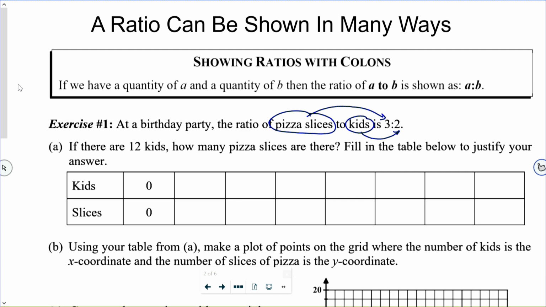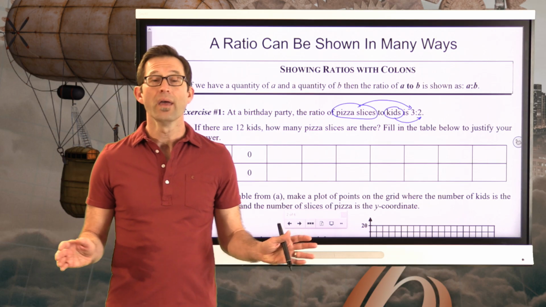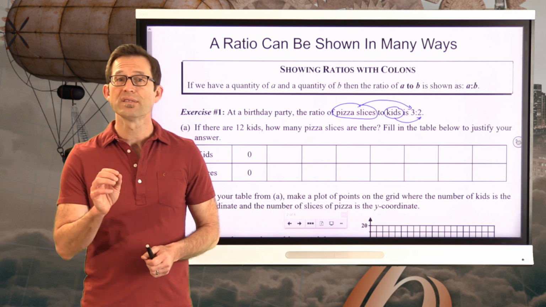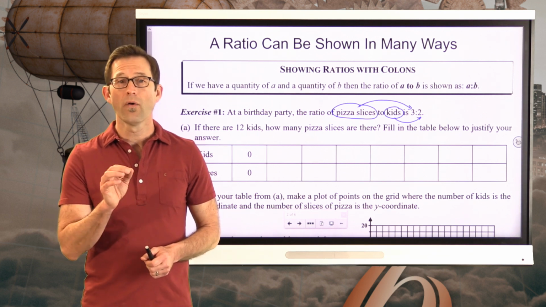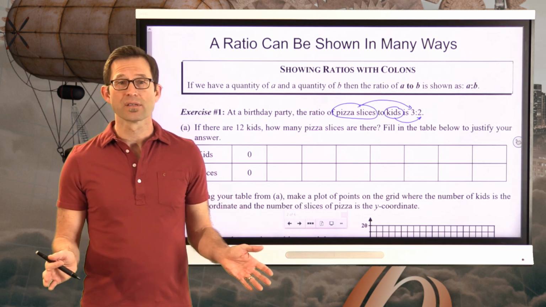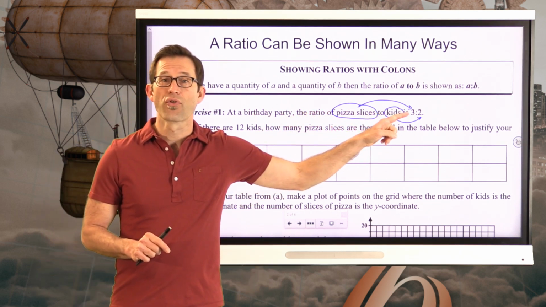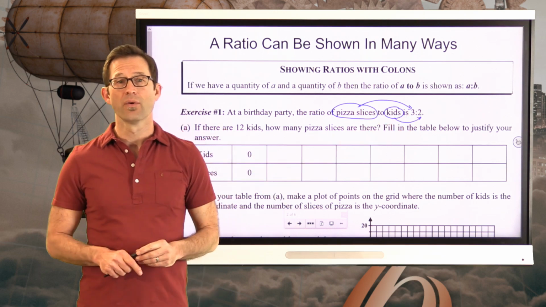All right, so in letter A, it says, if there are 12 kids, how many pizza slices are there? Fill in the table below to justify your answer. This is something that we've done many, many times. So what I'd like you to do is pause the video now and see if you can figure out with 12 kids how many pizza slices we have if the ratio of pizza slices to kids is 3:2. Pause the video now.